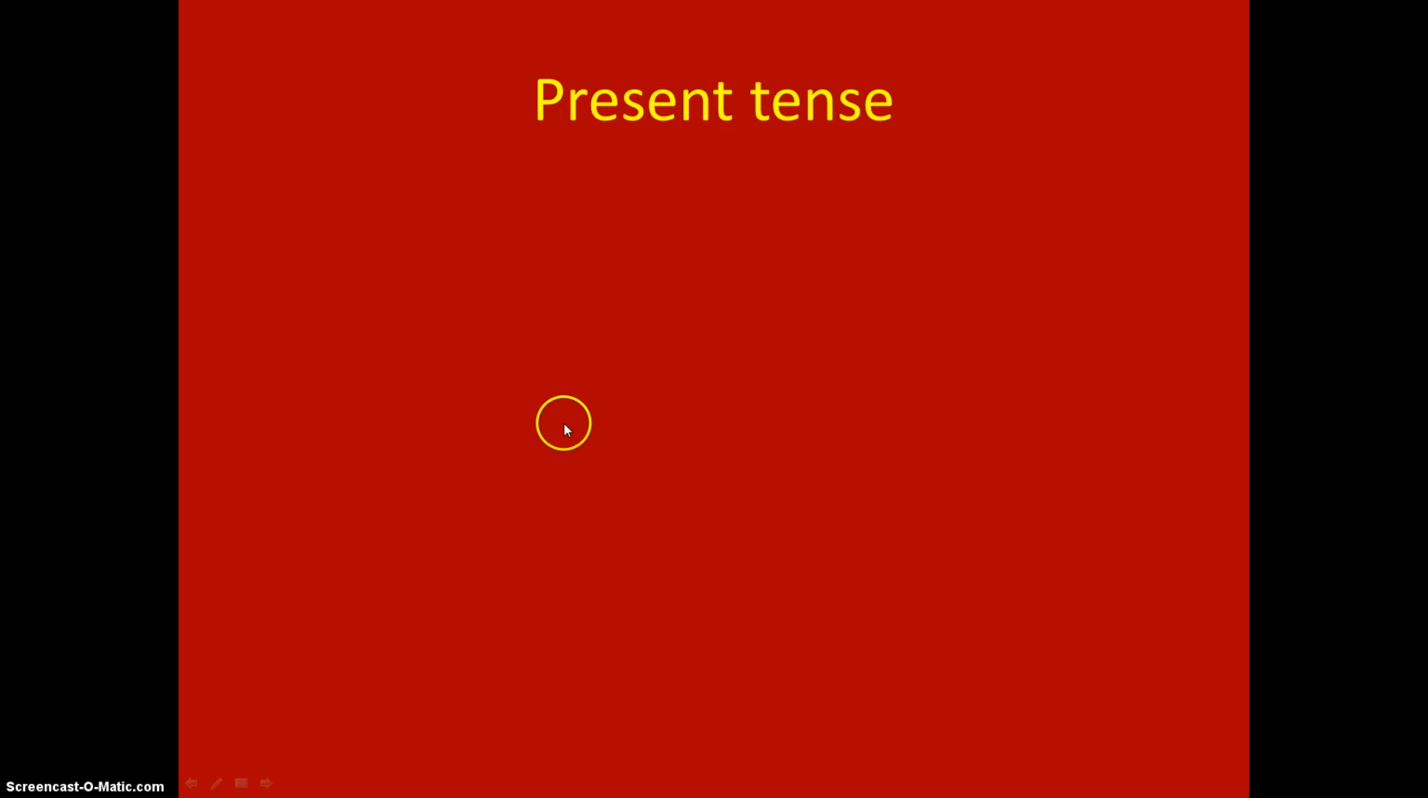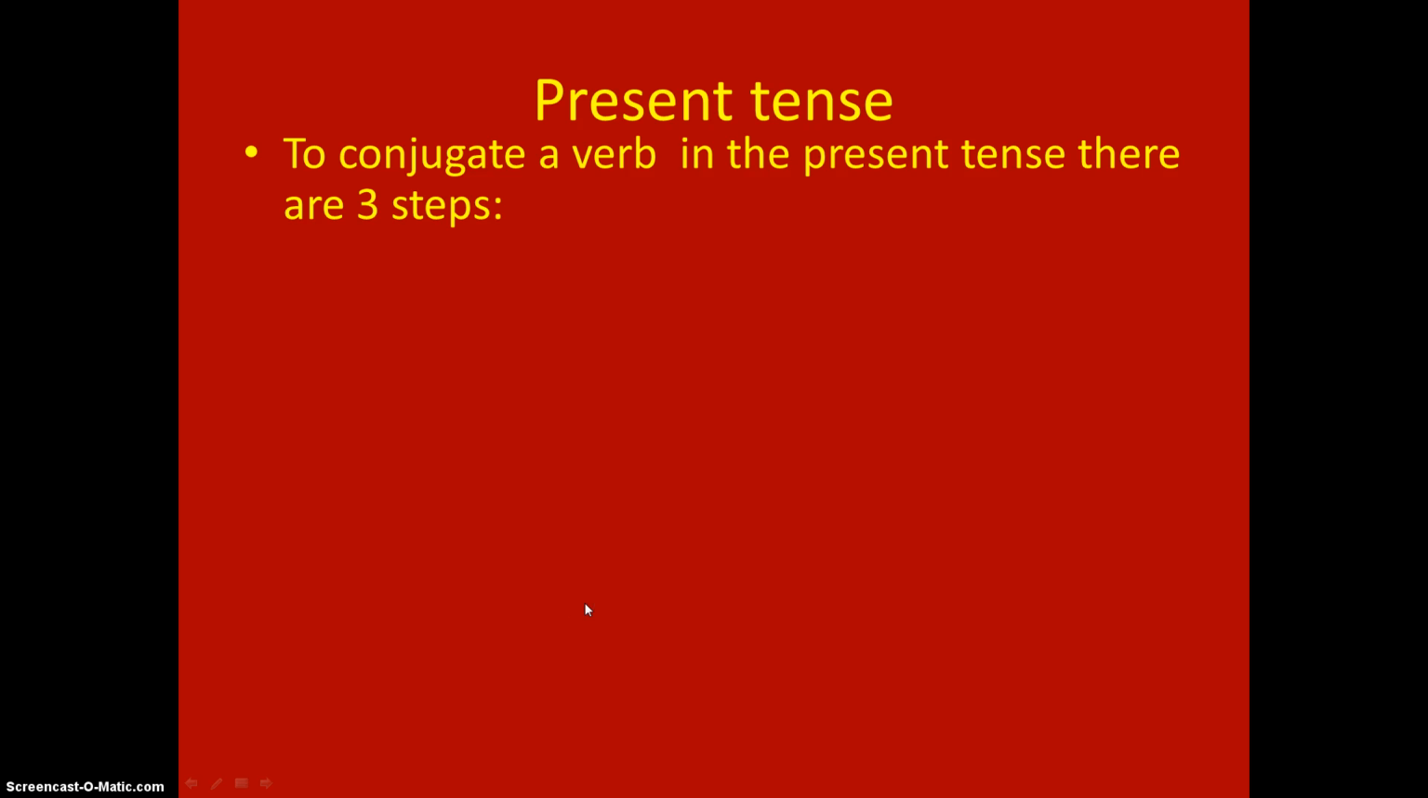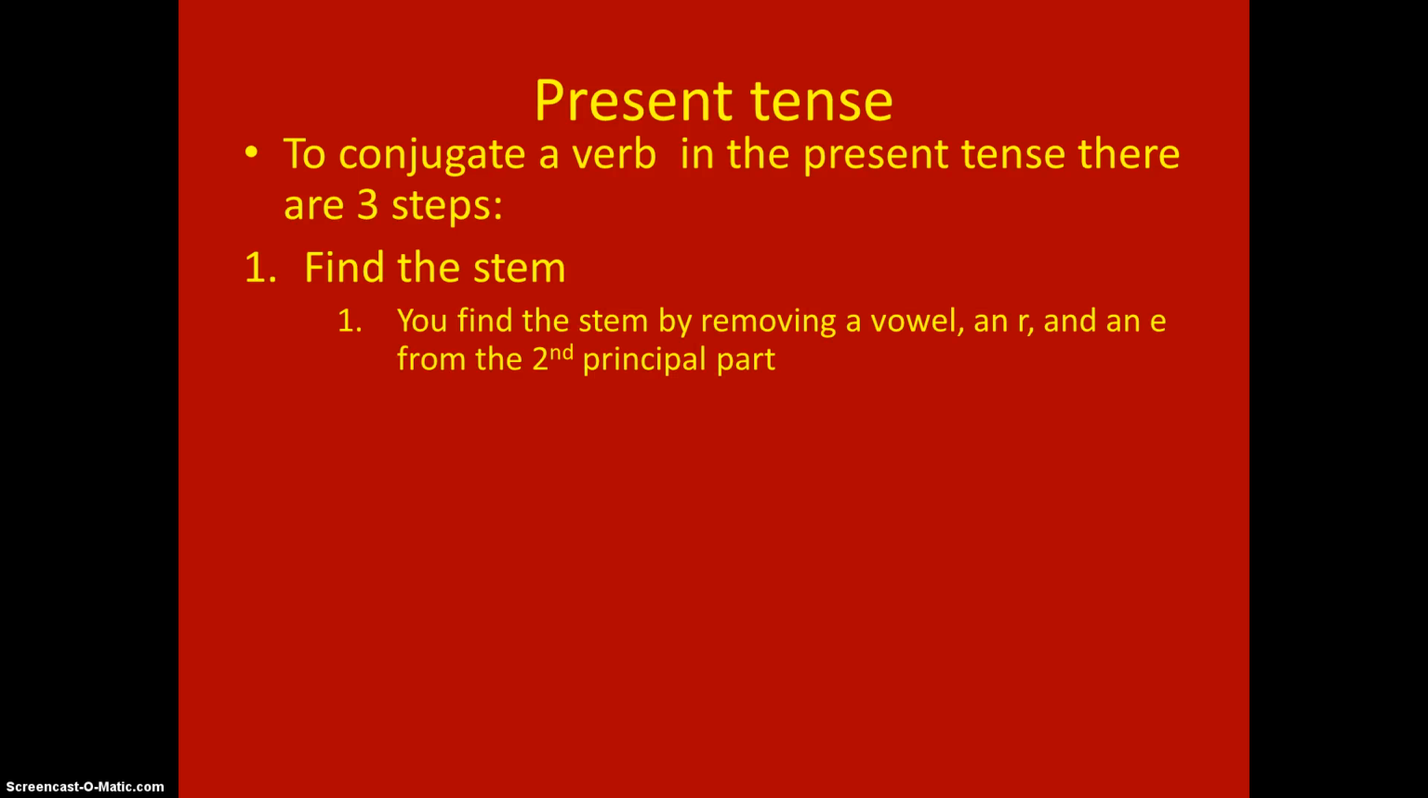So let's look at our tenses. First is present tense. To conjugate a verb in the present tense, there are 3 steps. First, you find the stem. You do that by removing a vowel, an R, and an E from the second principal part. Your second principal part will always end in ARE, long ERE, short ERE, or IRE. Those are the only possibilities.